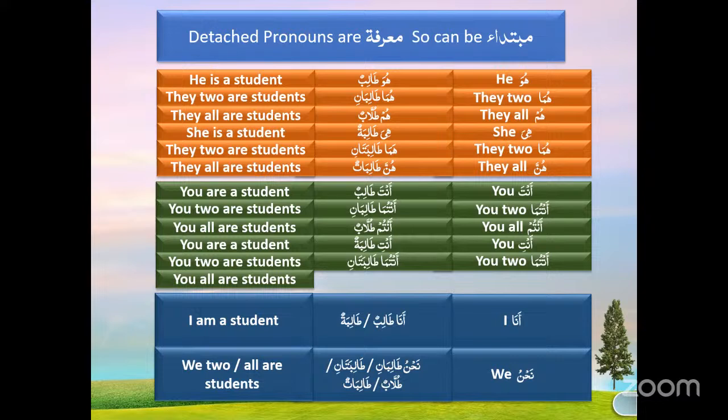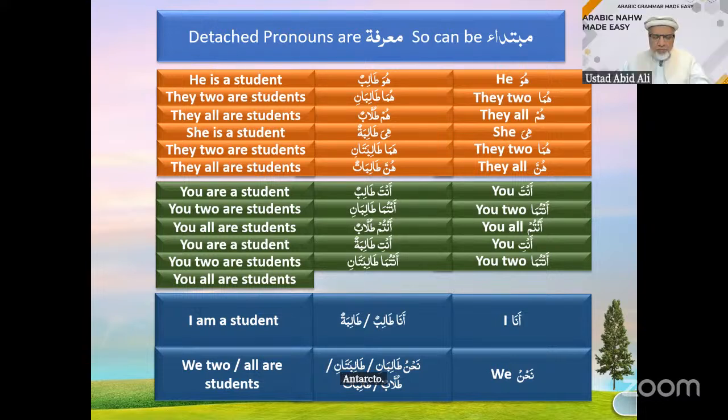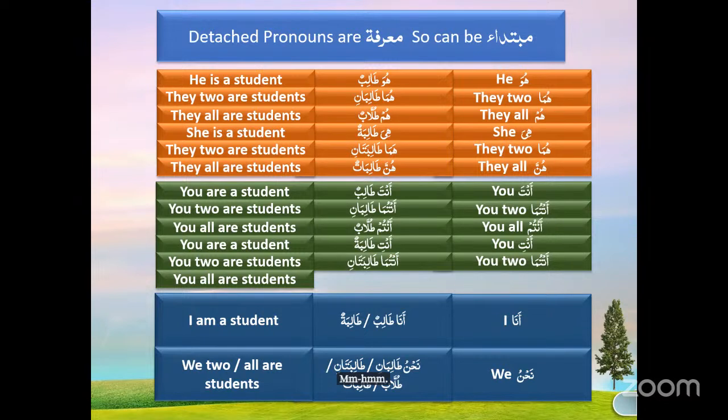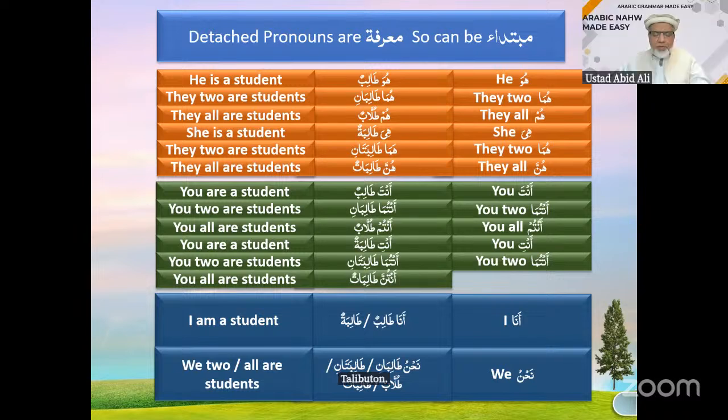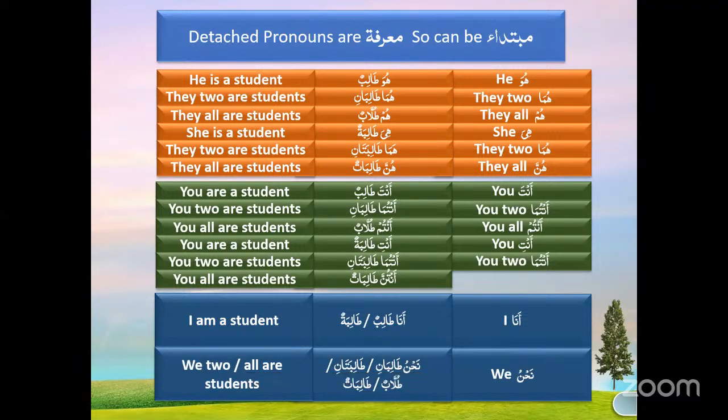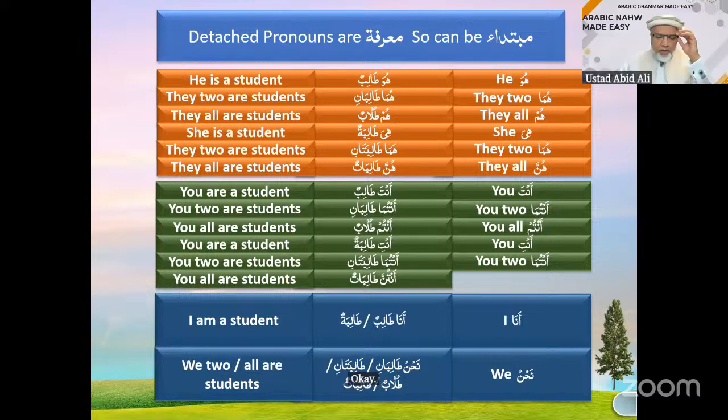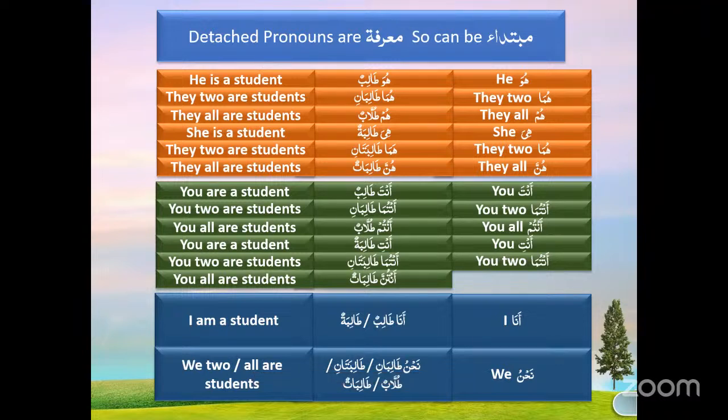Antunna Talibatun, right. Okay, so this Talibatun, is this plural? Yes. And Antunna, what is the type of Antunna? Yeah, the type.